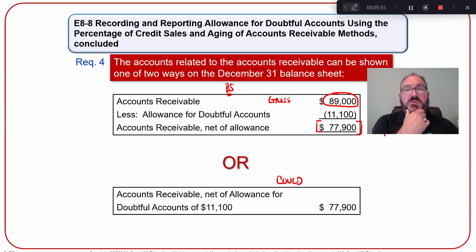Now, accounts receivable, what it would look like on the balance sheet. This is actually the proper way right here. On the balance sheet, it would say accounts receivable, $89,000. Then here's less that allowance, $11,100, for a net of $77,900. By the way, that's tremendous. Can you imagine selling almost $90,000 worth of stuff, and you don't get $11,000 of it? That's crazy. That's not business. That's insanity right there.